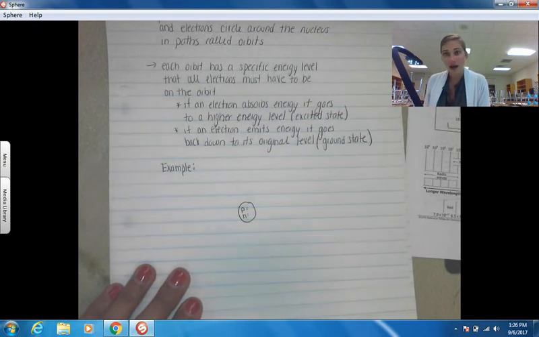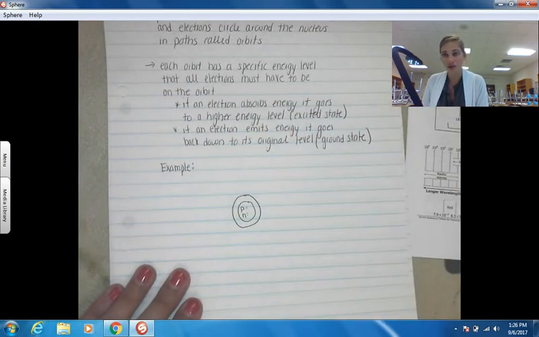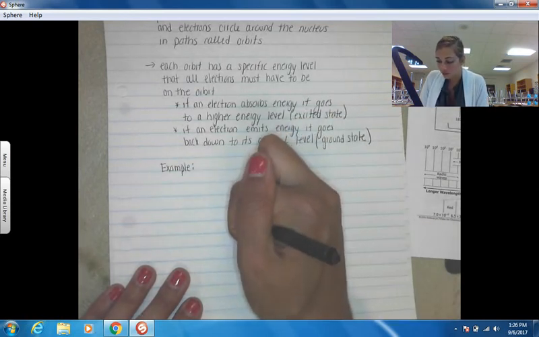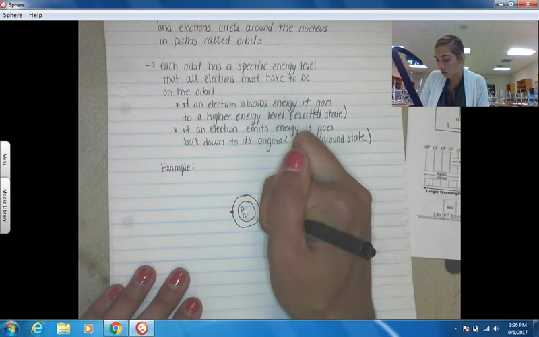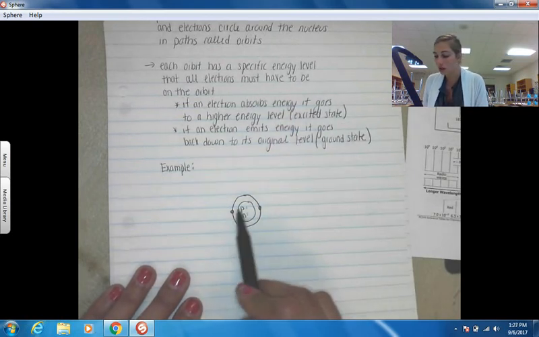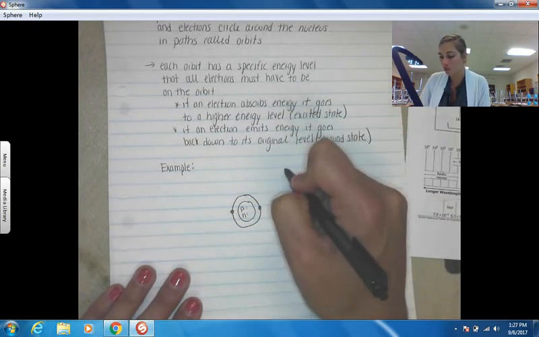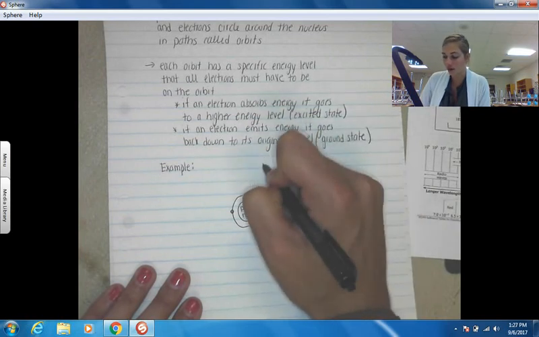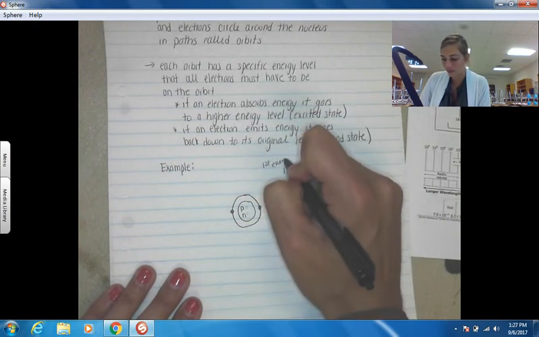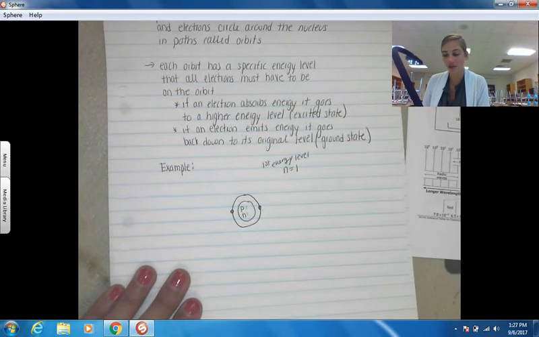Now, on the outside of our nucleus, we have electrons. So we have different energy levels. Our very first energy level can only hold a maximum of 2 electrons. So let's say that we have an atom that has 2 electrons, so we would represent both of these 2 electrons on the very first energy level, which we would call n is equal to 1.